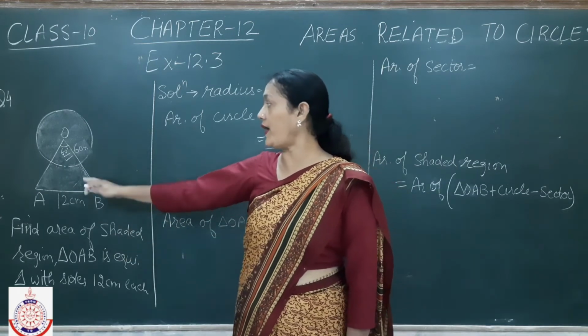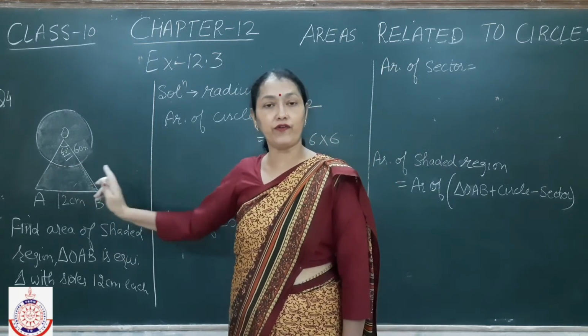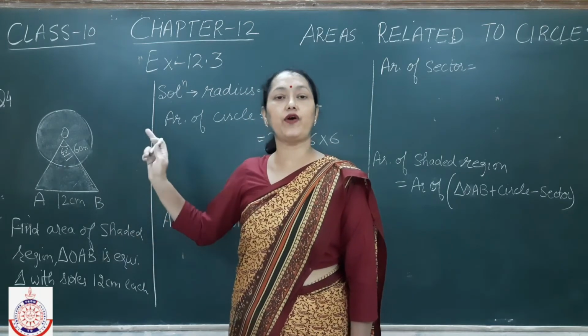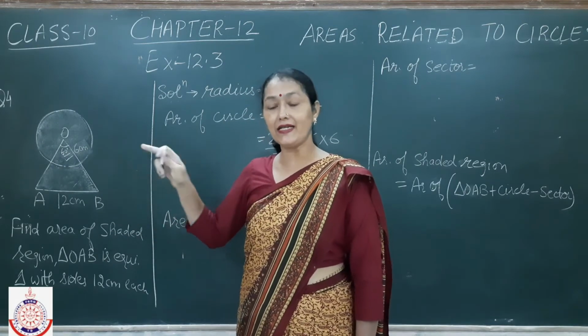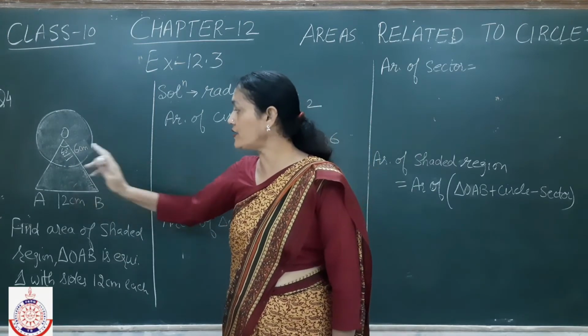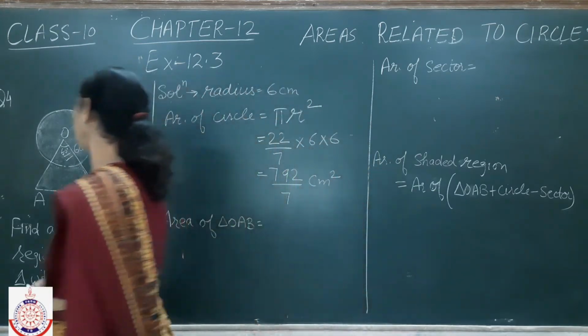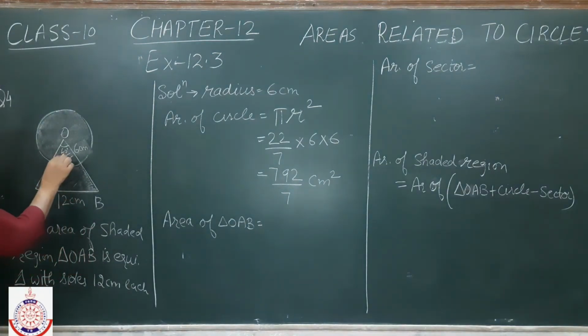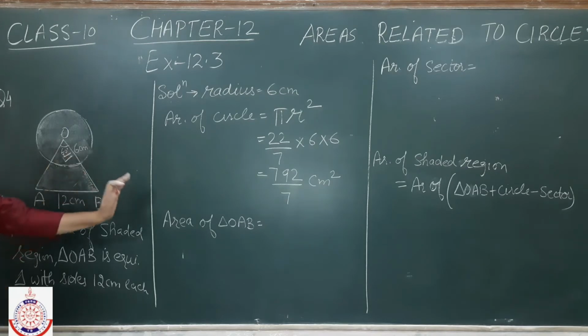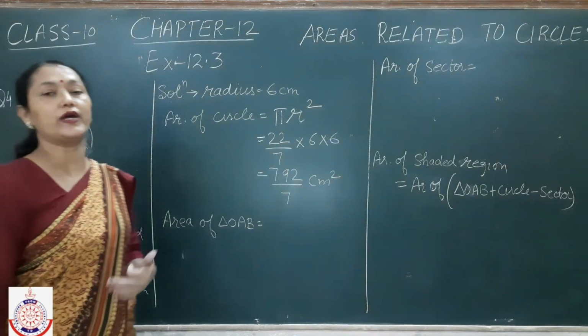So for finding the required area, we will find the area of the triangle and the area of the circle. When we add these two parts, circle and triangle, you see this sector portion, we will have to subtract. Because when we are calculating the circle, this part is coming, and when we are calculating the triangle, again this part is coming. So this part is coming 2 times. So we will find the area of the sector. Then from the combination of circle and triangle, we will subtract this area of the sector.